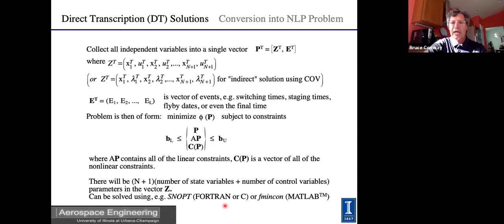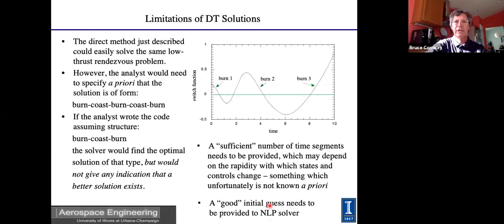And you can solve that kind of problem using, for example, fmincon in MATLAB. And we've solved problems with as many as 3,000 parameters. So you can do a fairly fine discretization of the time history. So that method would solve this problem I showed you earlier very, very easily. But it has limitations.